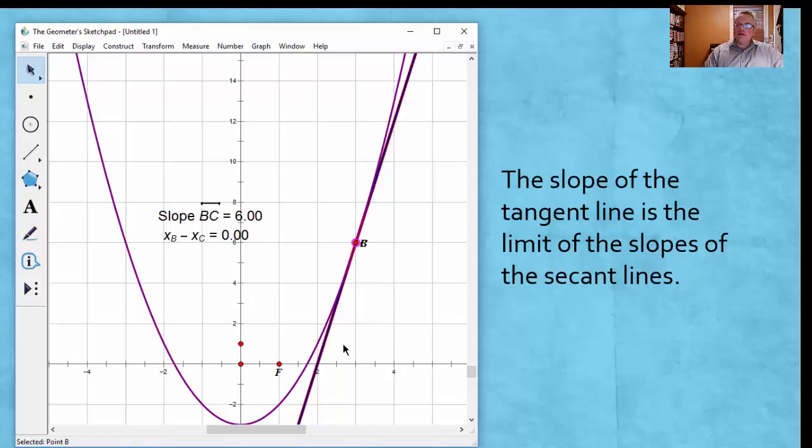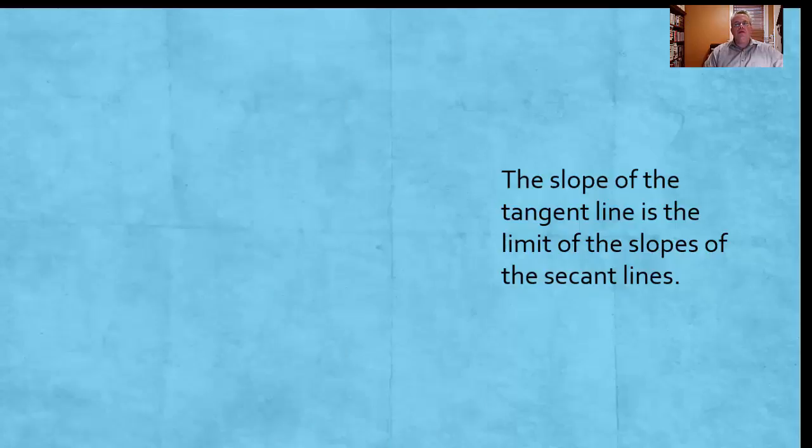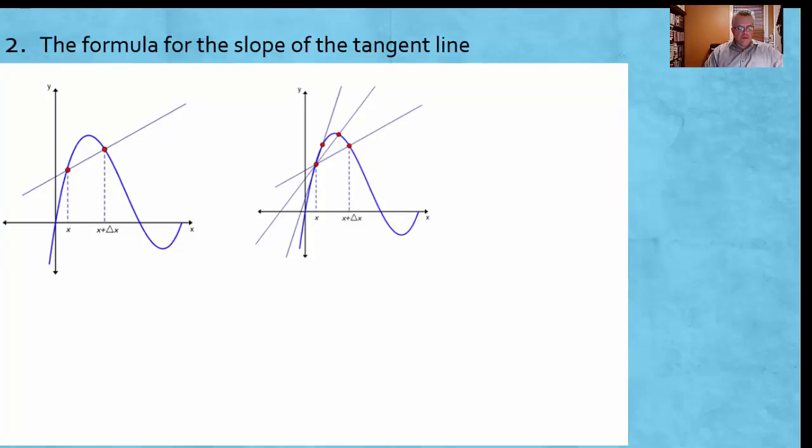So that's our strategy. To find the slope of a tangent line, that's kind of hard because we only have one point. We're going to use a limit of secant lines. Okay, well, we're going to come up with a general formula for this. Then we'll come back to that example and calculate it. All right, and show that it was 6.